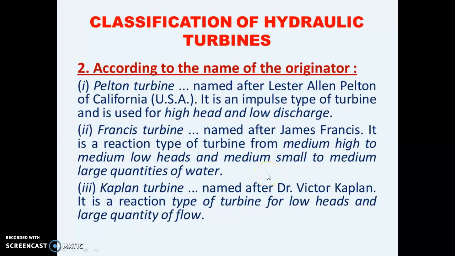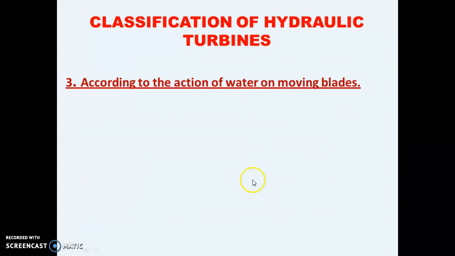Next, according to the name of the originator, that means according to who invented the design of that turbine. So Pelton turbine is one type of turbine which is named after Lester Allen Pelton, and it is an impulse type of turbine. Second is the Francis turbine, which is also named after James Francis. It is a reaction type of turbine which requires medium height and medium discharge. Third is the Kaplan turbine, which is named after Dr. Victor Kaplan.